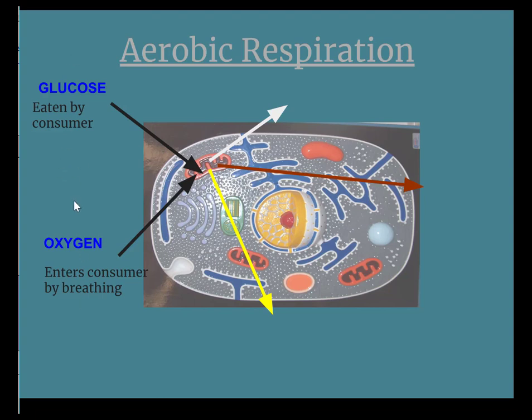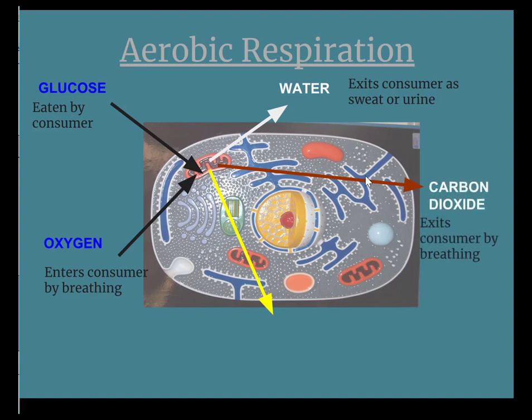So our 2 things that are needed, now we're going to take these 2 things, put them through some chemical reactions, and we're going to make 3 products. The first is going to be water. Water is going to exit the consumer either as sweat or urine. The second thing that is going to exit is going to be carbon dioxide. We can exit by breathing, by exhaling. As we breathe in this oxygen, we are exhaling this carbon dioxide. It's being made during that chemical reaction.